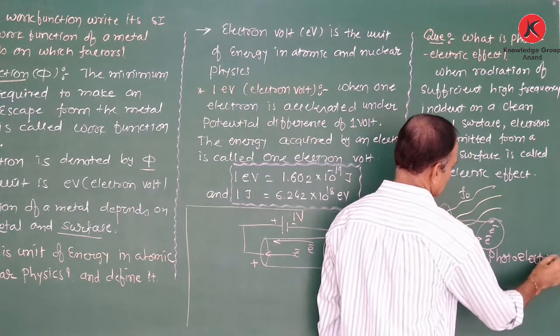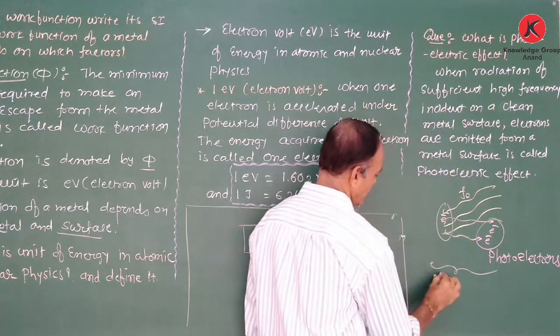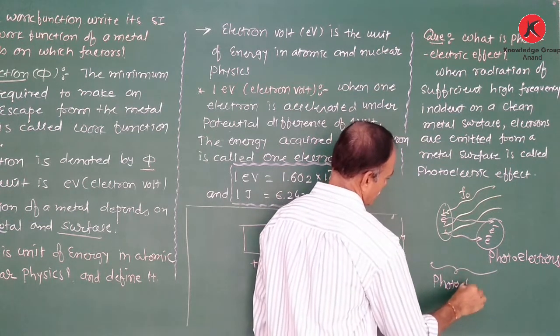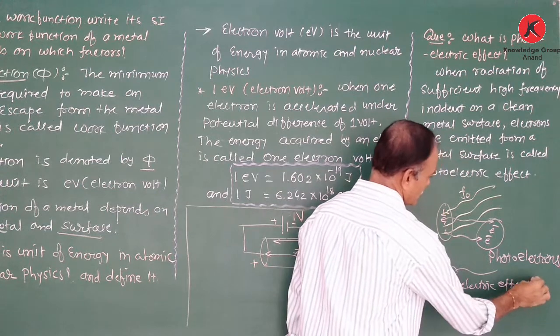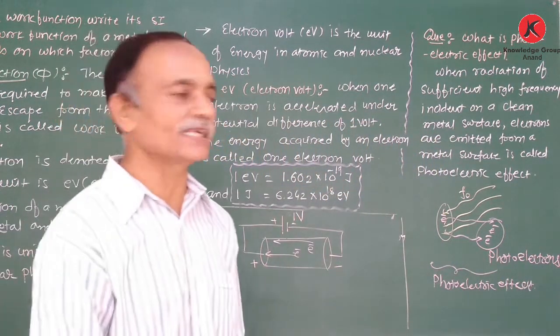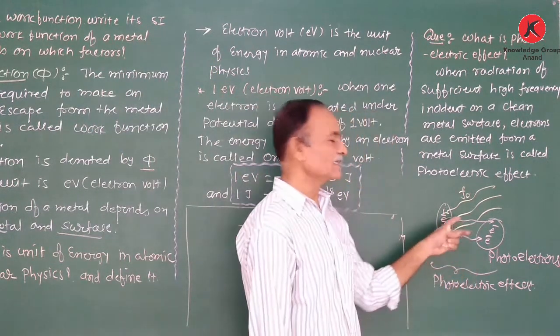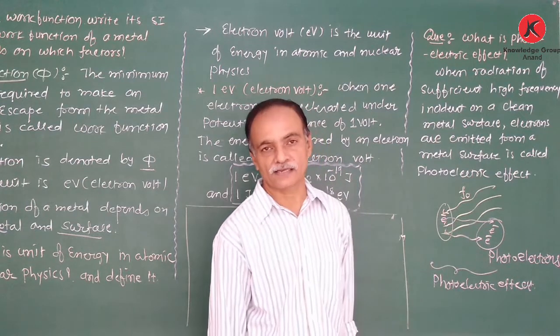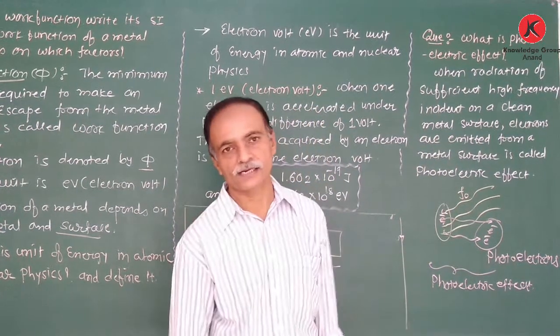Photoelectrons, and this phenomenon is known as the photoelectric effect. The name is photoelectric effect. Photo means light. When light is incident on a metallic surface, in this situation, the electrons are emitted from the metal. So this phenomenon is known as the photoelectric effect. Clear this?